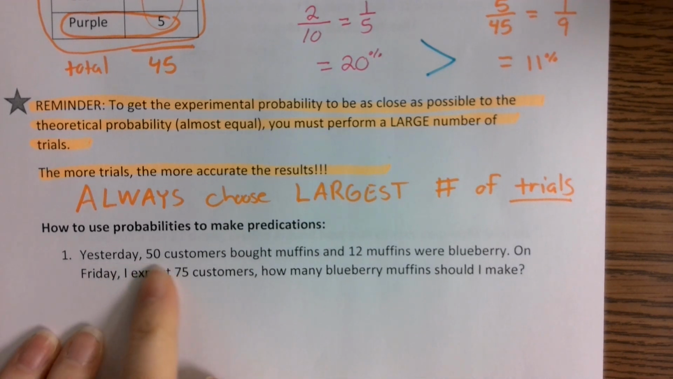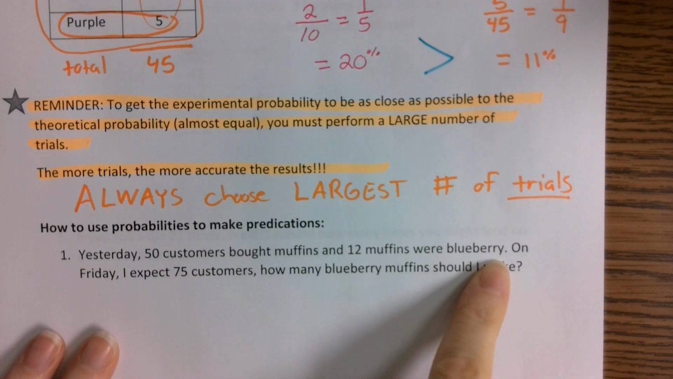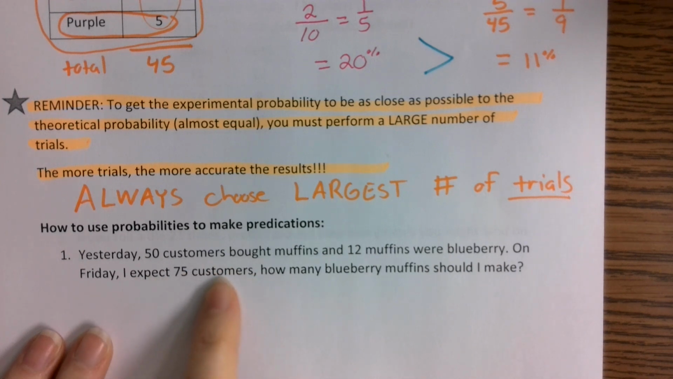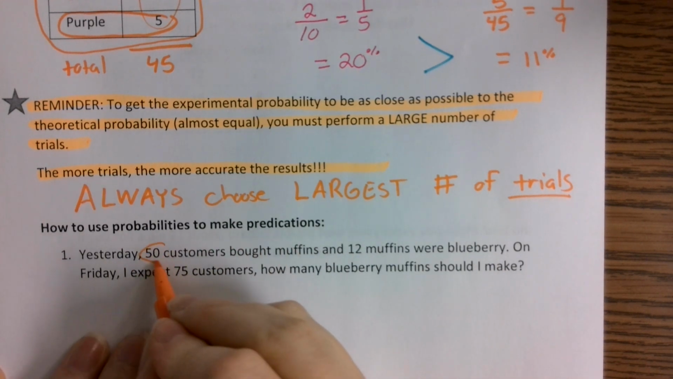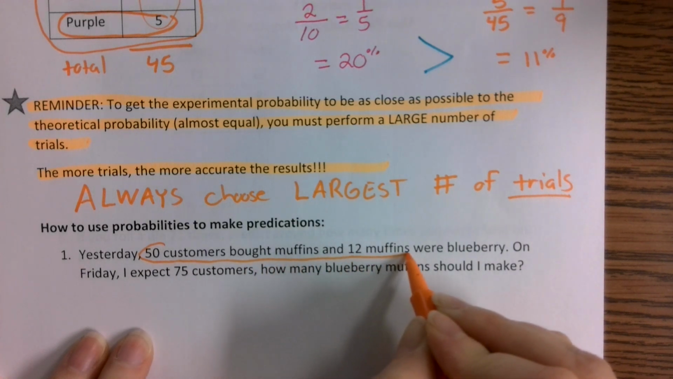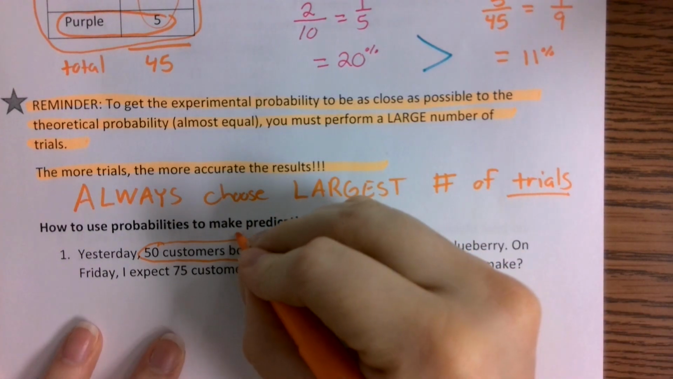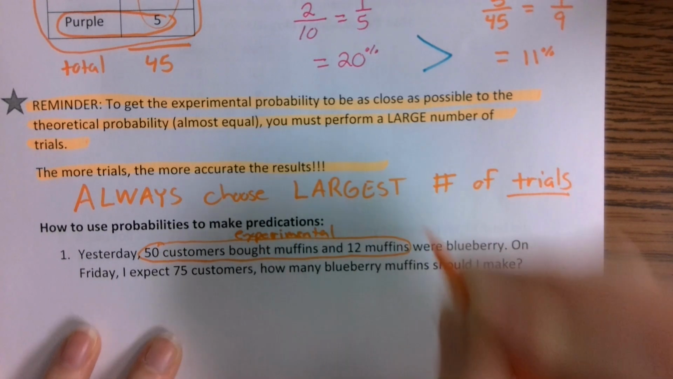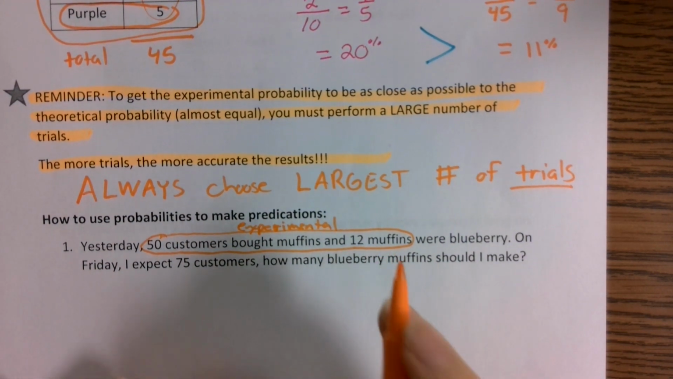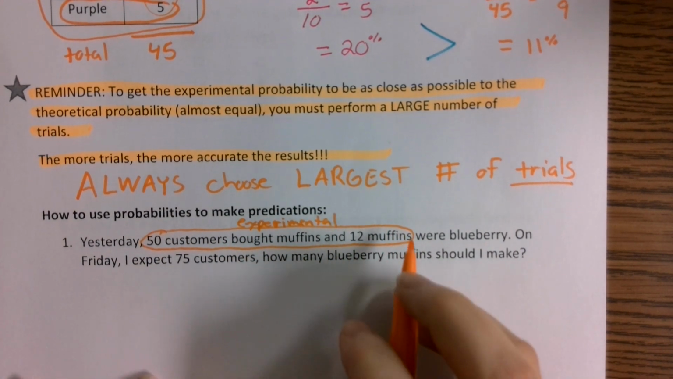Okay, so yesterday, 50 customers bought muffins. 12 of those muffins were blueberry. On Friday, if I expect 75 customers, then how many blueberry muffins should I make? So the information that we have right here is experimental probability. This is data that I have collected. I know that out of 50 customers that came into my store, 12 of them wanted a blueberry muffin.